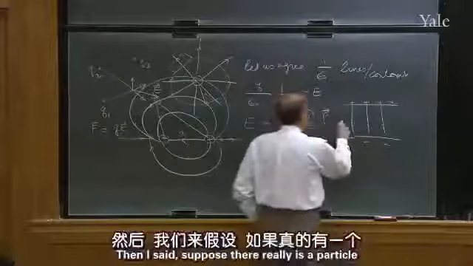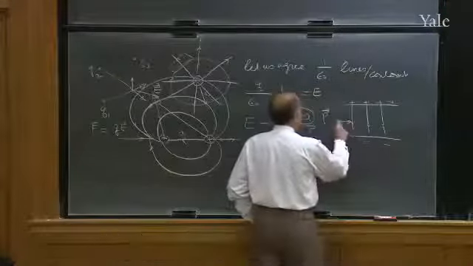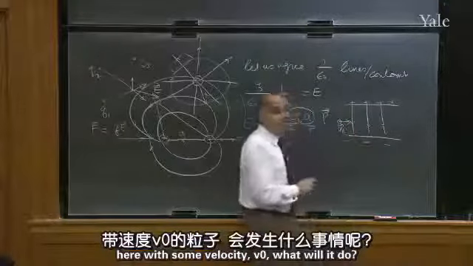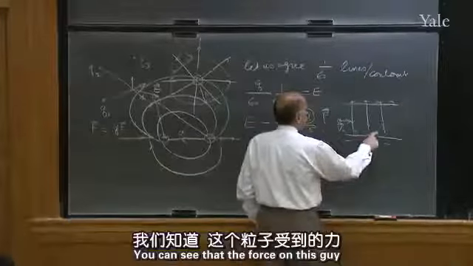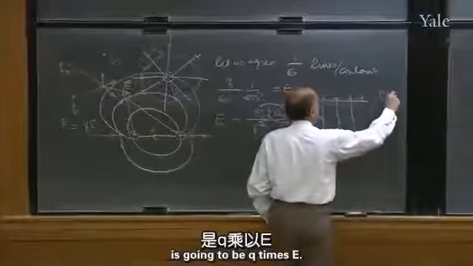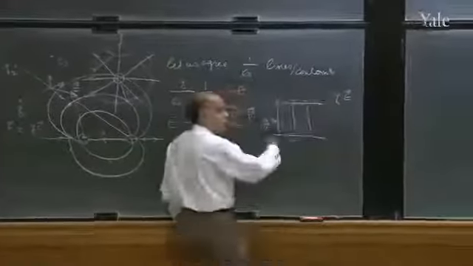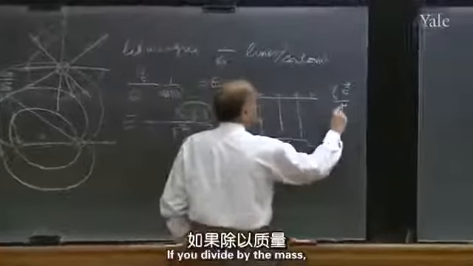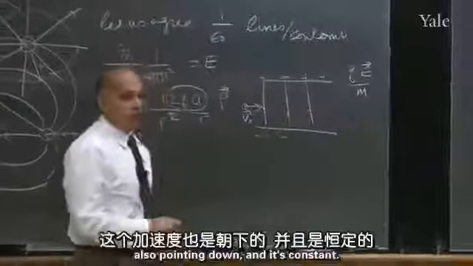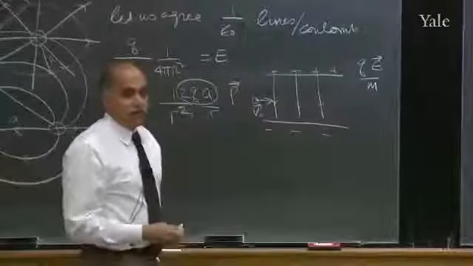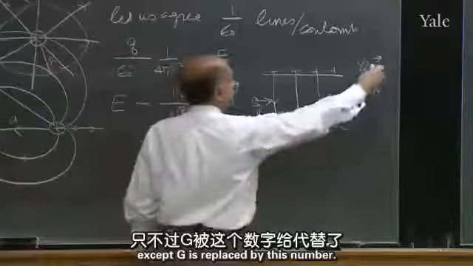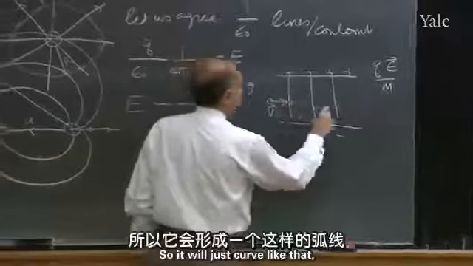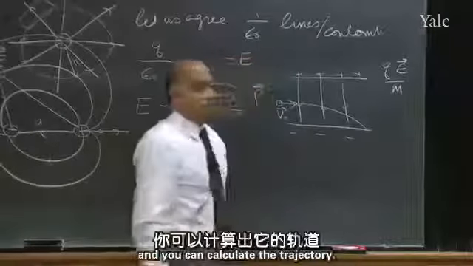Right? Because if you leave a test charge, it'll go away from the positive towards the negative. Then I said, suppose I release a particle here with some velocity v naught, what will it do? You can see that the force on this guy is going to be Q times E. E is pointing down. If you divide by the mass, that's the acceleration, also pointing down, and it's constant. So that's like a particle in a gravitational field, except G is replaced by this number. So it will just curve like that, and you can calculate the trajectory.